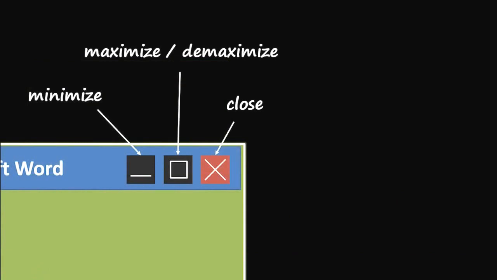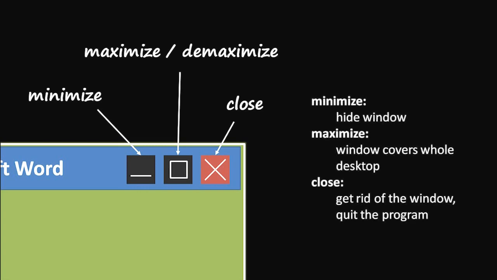In the top right of every program window, you should see these three buttons in this order. On the left, there's the Minimize button, in the middle, there's the Maximize/Demaximize button, and on the right, there's a Close button. The Close button, not surprisingly, closes the window. It gets rid of the window and it exits the program and makes the program stop running. The Maximize button puts the window into a special state where it covers the whole desktop area and it's on top of all the other windows.